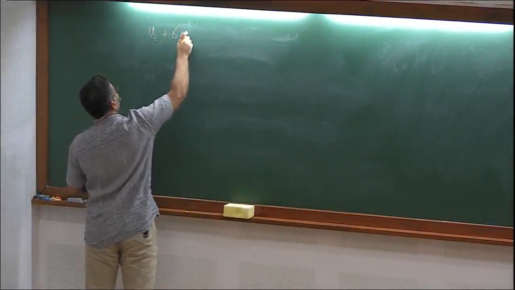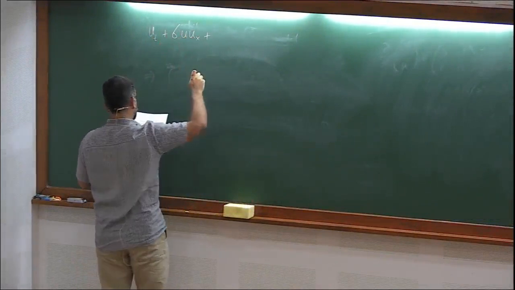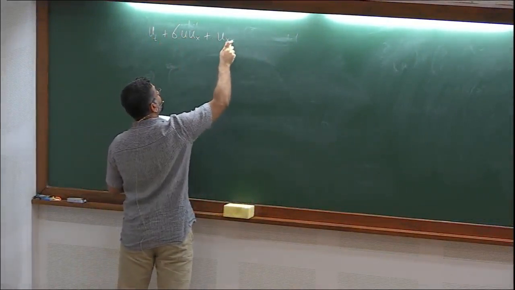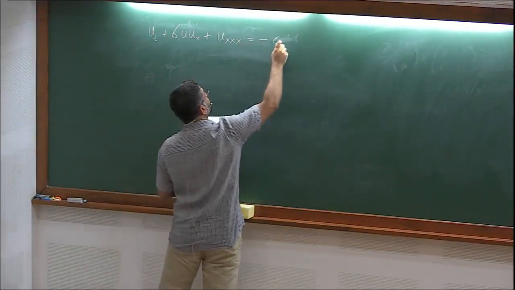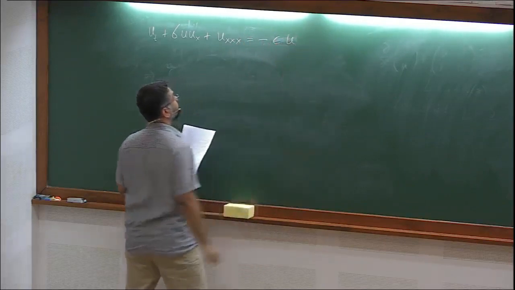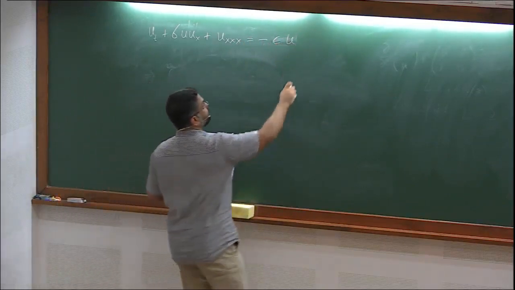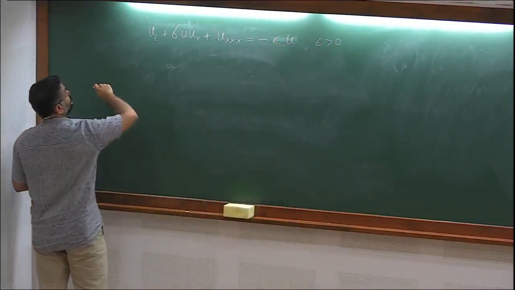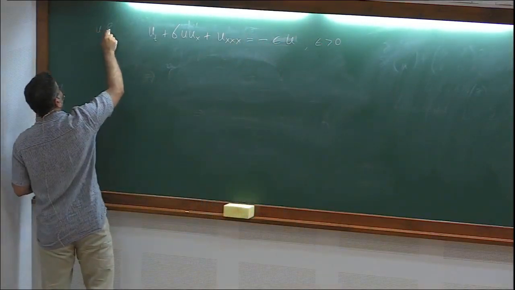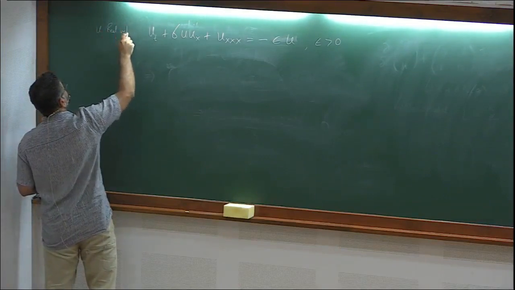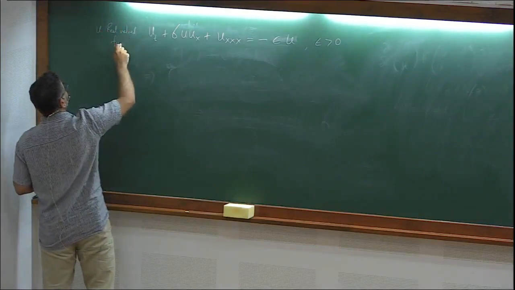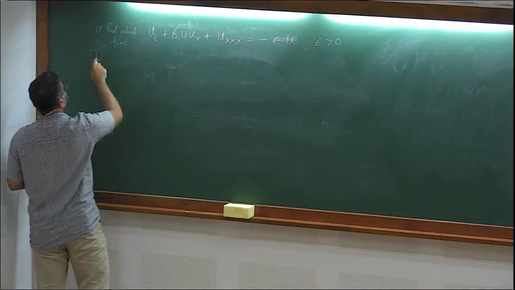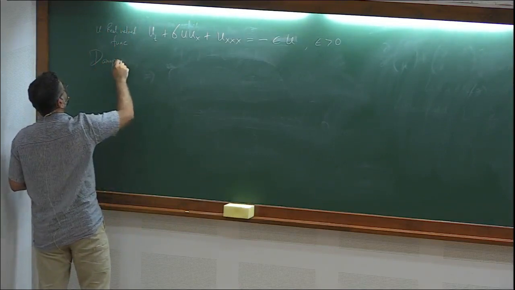Okay, so I'll take this KdV. I'll write it in a preferred form. And I'll add a small damping term. So epsilon is positive. And u is a real valued function. And so we'll call this the damped KdV model.